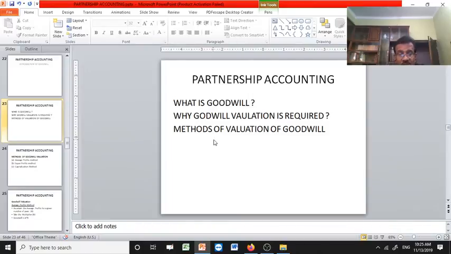Similarly, in the event of the death of a partner, or if the partnership firm is bought by somebody, then over and above the purchase consideration, whatever is payable over and above the value of the net assets which are acquired is the goodwill, that extra premium. So goodwill is nothing but premium money. And there are methods of calculation of goodwill, which we are going to see now.